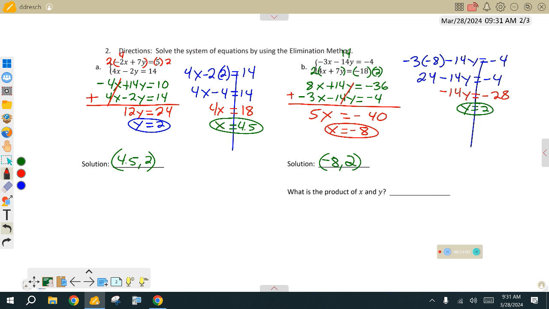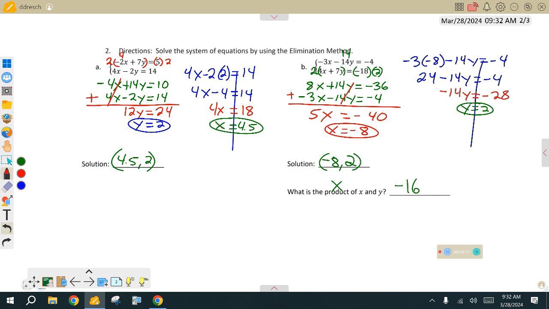Right. So you got to realize, what does it mean to be a product? Product means multiplication. And then you got your solutions here. You got to realize what you just found. X is negative 8, y is 2, product is multiplication, negative 8 times 2 is negative 16. So you're going to then type that in, choose multiple choice answer, whatever the case is.